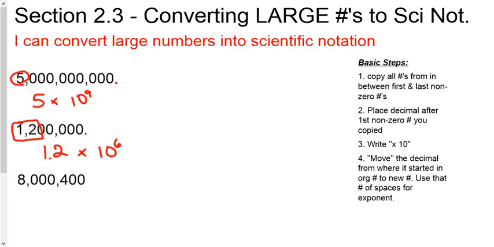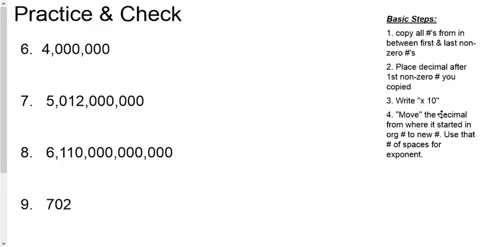Here's the last one. Now look, 8 is your very first non-zero number, and the 4 is your last non-zero number. So you really have to write all of these down. Put your decimal after the first non-zero number, times it by 10, and we had to move our decimal from here originally all the way to in front of that 8. So 3, 6, so it's to the 6th power again. Here's the basic steps written down for you if you need to look at it, but if you could just pause the video and then check to see if you got these right, we can see how you're doing.